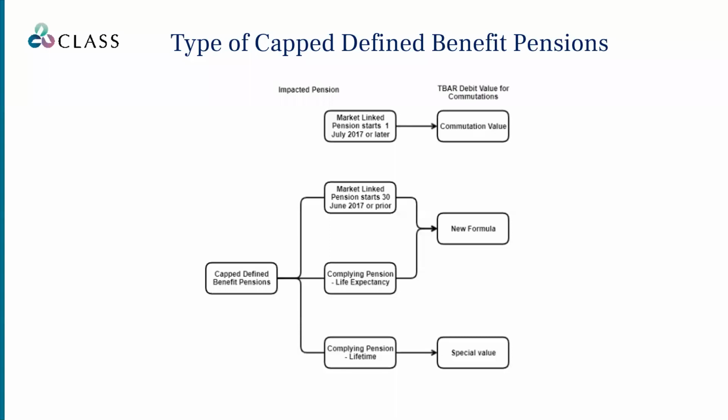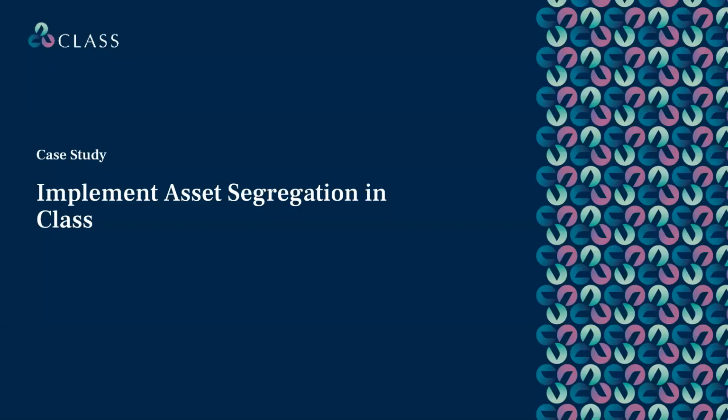Now, at the moment, Class is still analyzing the full impact of the new legislation, how it's potentially applied to some of the commutation events you process in relation to those types of income stream products. Just watch this space. Hopefully it will be covered in the release notes in August or September.